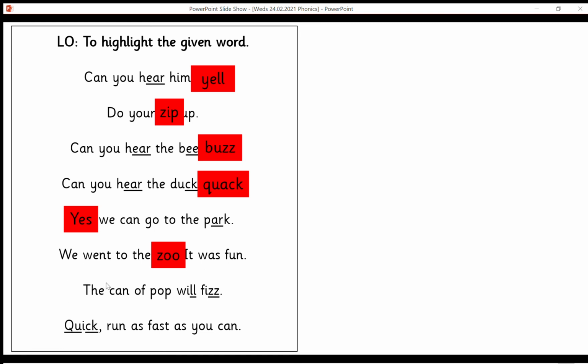The can of pop will fizz. The can of pop will fizz. The word you are looking for is fizz.